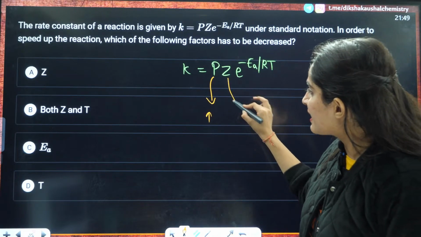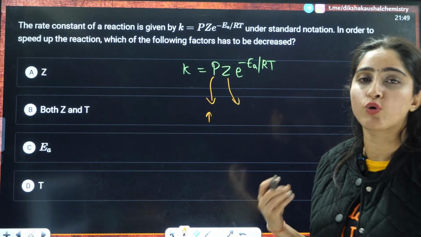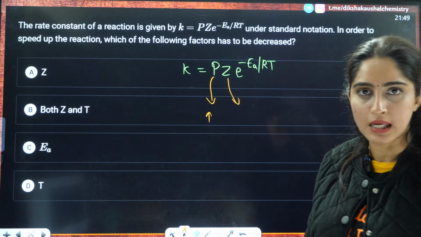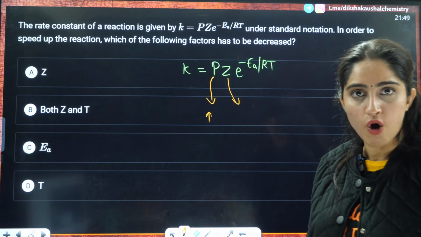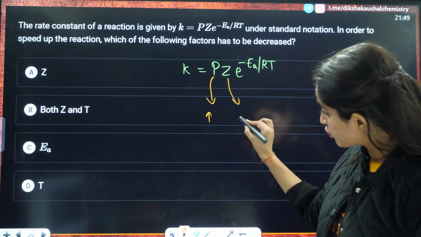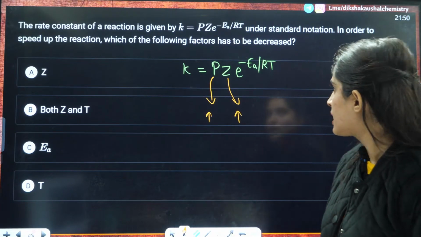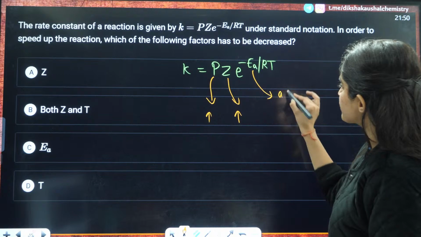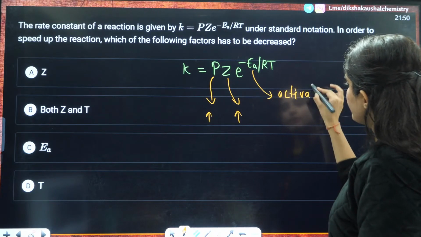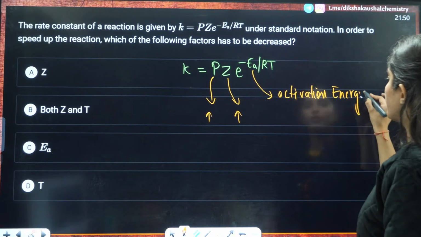This Z is your frequency. How many molecules are colliding? This is the collision frequency. This P is the orientation of the molecule. That should also increase, right? More collisions, more reactants will be formed. And this is your activation energy. Now tell me one thing, activation energy, should you decrease it or should you increase it?